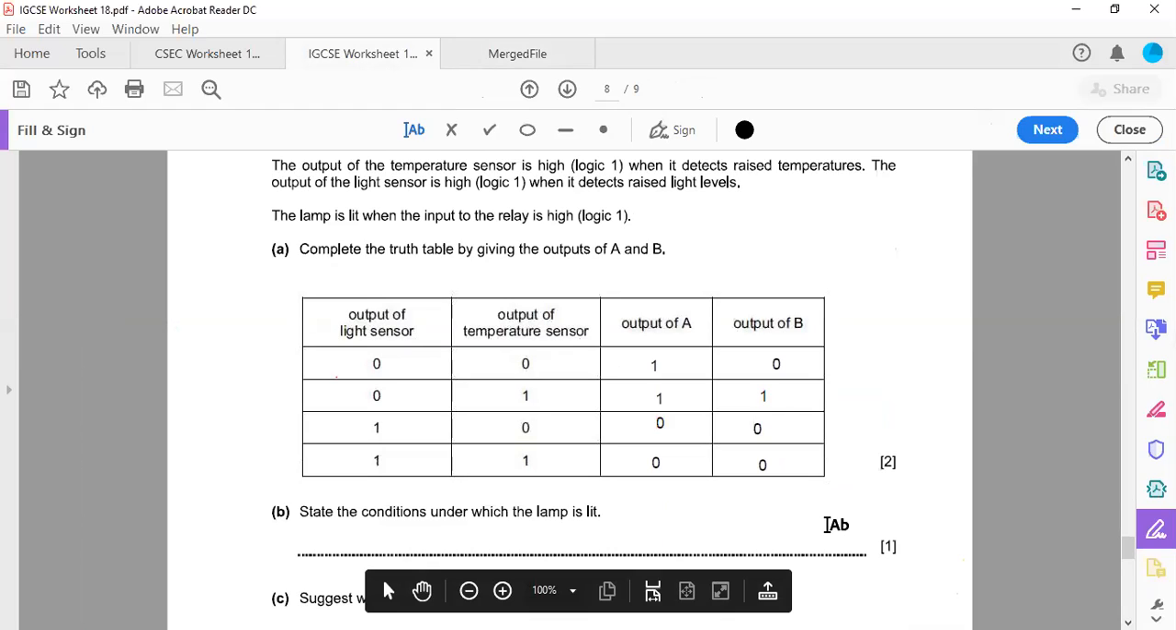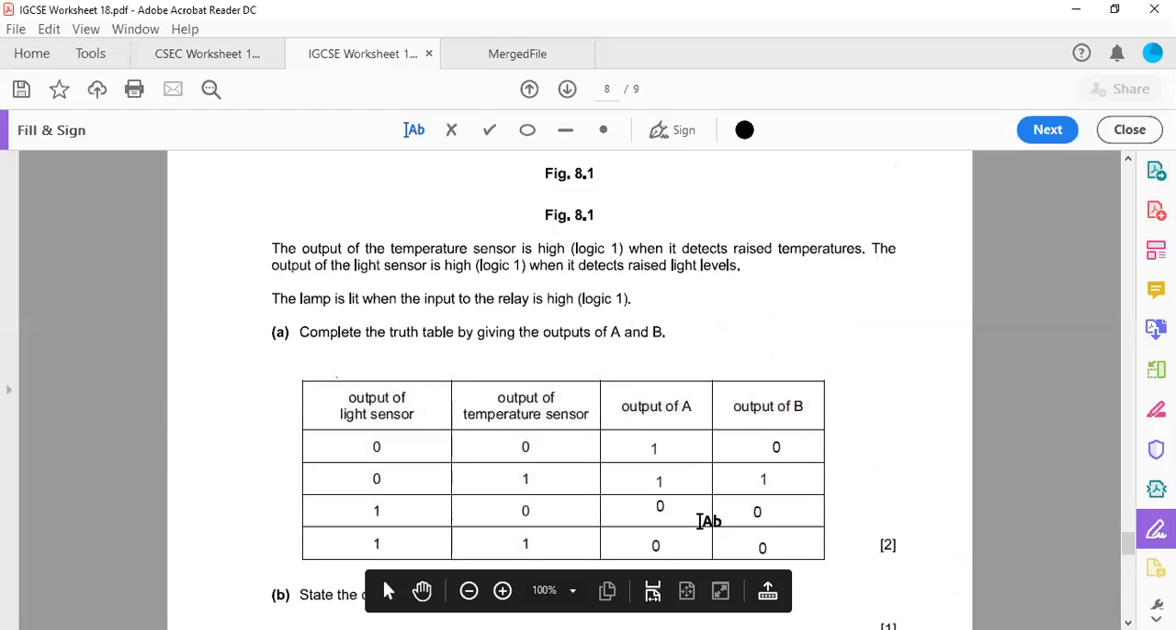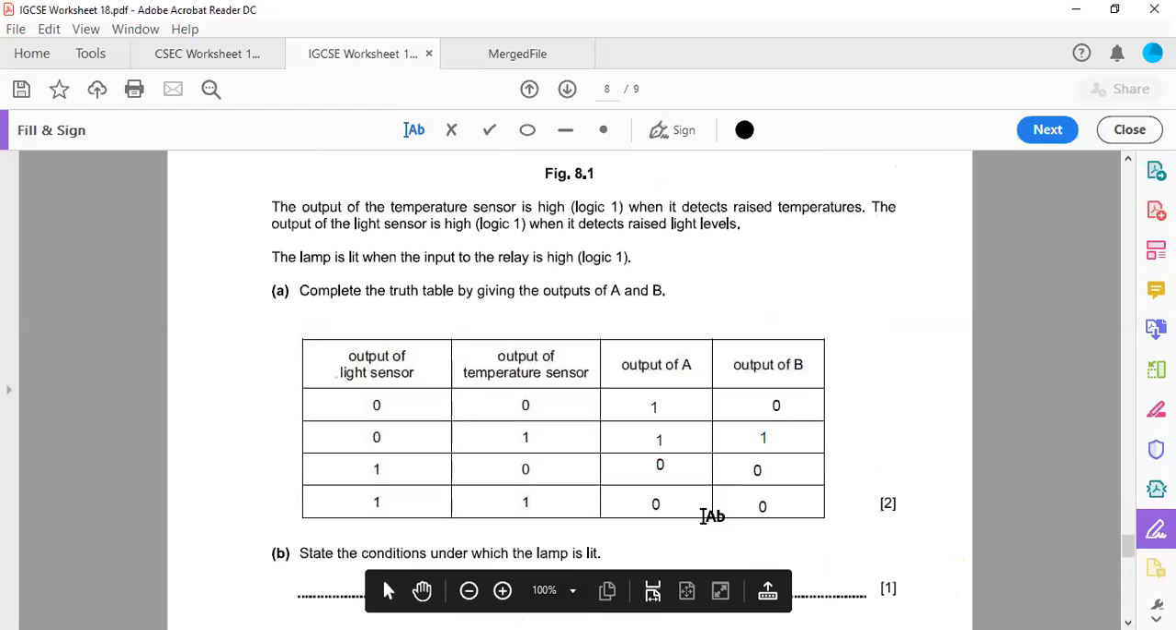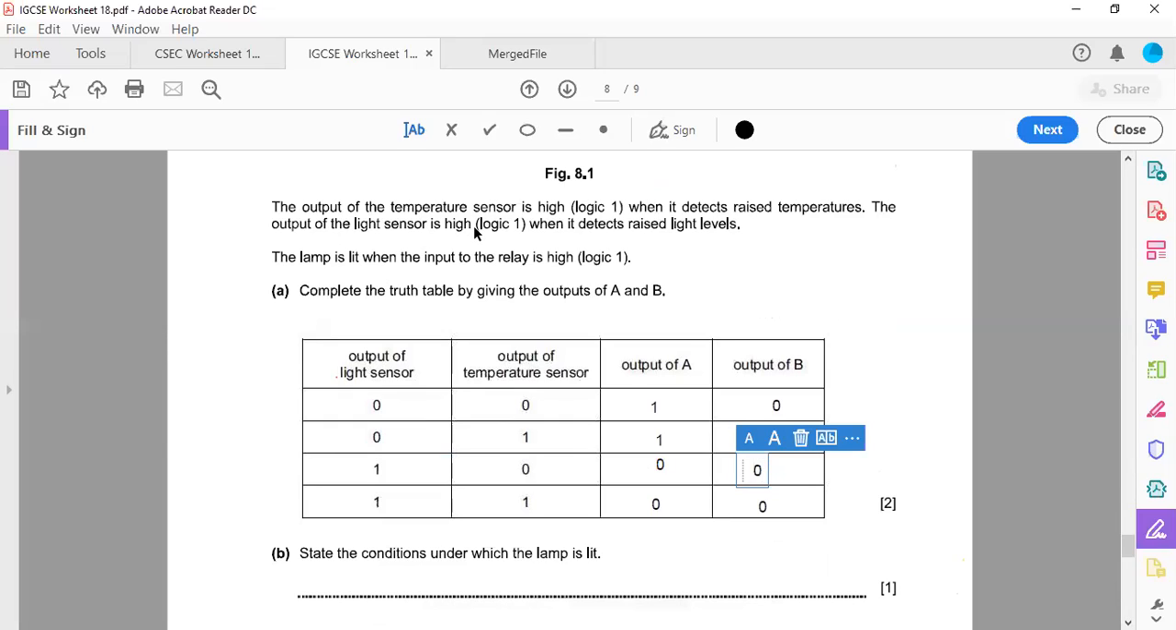This is: state the conditions under which the lamp is lit. Which condition is for the lamp to be lit? The lamp is lit when it comes on at 1. What must happen? What happens to the light? They say the output of the light sensor is high, or logic 1, when it detects a rise in light level.